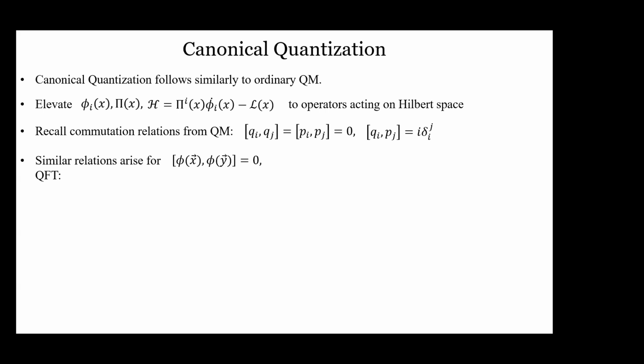All right. So similar relations also arise in QFT. You have two fields commuting to 0 at X and Y at different space locations, and two momenta at different X and Y commute. However, when you have the same X, the same phi and pi at the same spatial locations, they don't commute, in a manner similar to quantum mechanics.